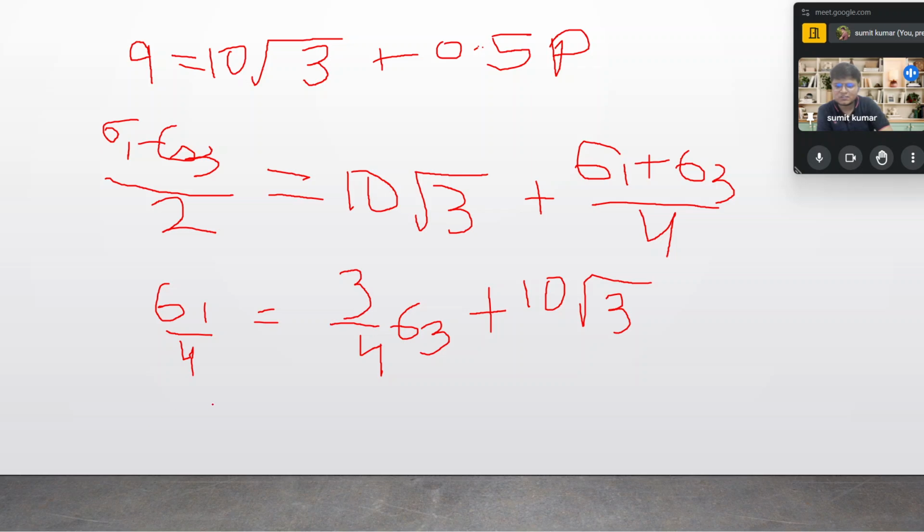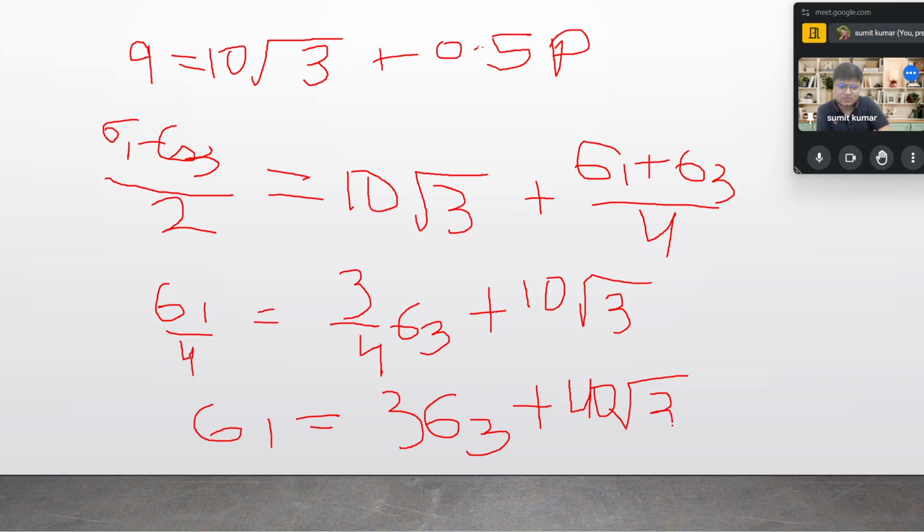And when we solve it, it will be sigma 1 equal to 3 sigma 3 plus 40 root 3, right?